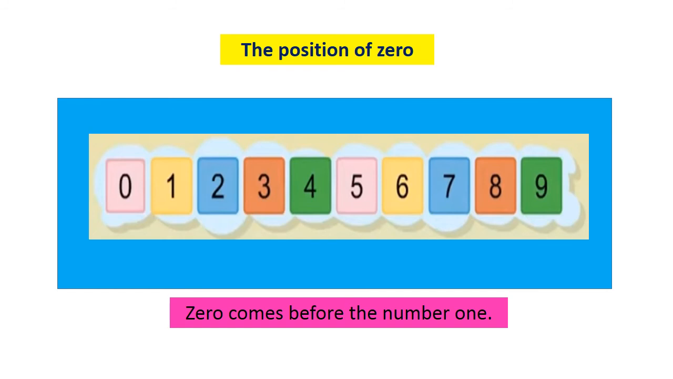Shall we count it? 0, 1, 2, 3, 4, 5, 6, 7, 8, 9. 0 comes before the number 1. When we write numbers from 0 to 9, we write 0 first.